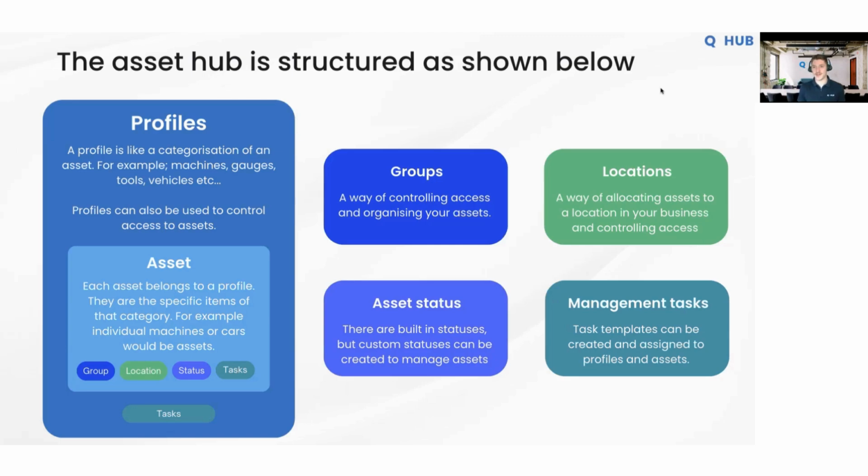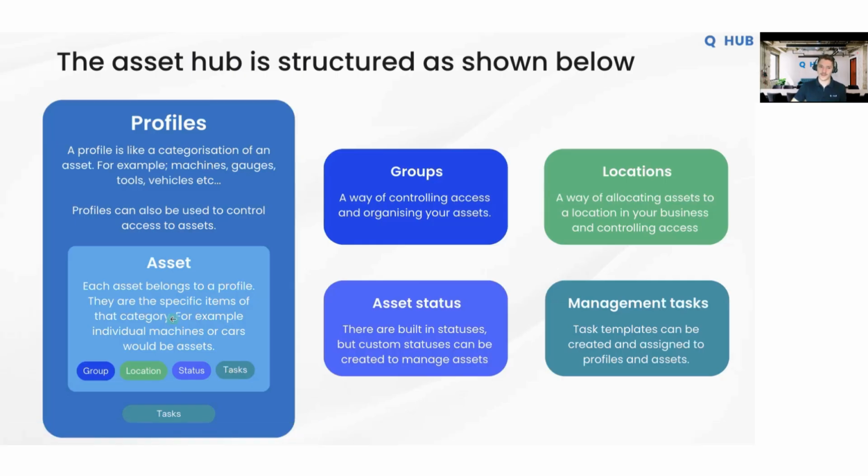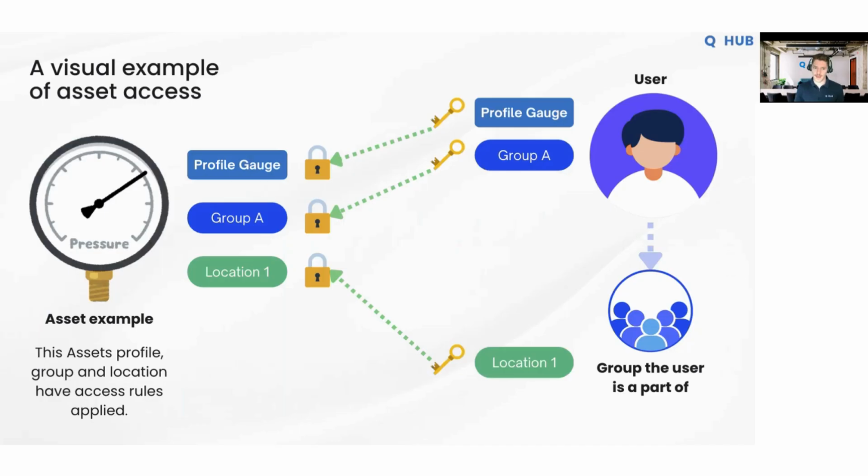We also then have the management tasks. We'll come onto this a lot later, but essentially the management tasks are things that you need to do for those assets on a regular basis. All of those different groups, locations, the status and the tasks are assigned to every asset. So every single asset will have a group, location, status and tasks applied to it, and the assets will fall under the profile. That not only helps us to organize your assets, but also to control who can see the different assets. So just to show you this page to help you visualize it.